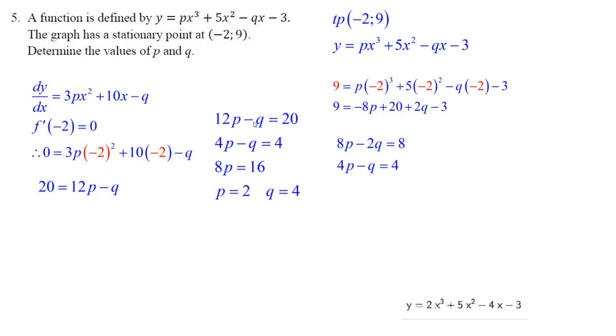Now, all we do is put those two equations together. The 12p minus q, the 4p minus q. This minus q is all set up so nicely that if I subtract 20 minus 4, I get 16. Minus q minus minus q is no q's at all. Minus q plus q is 0. And 12p minus 4p is 8p. Divide by 8, I've got p.